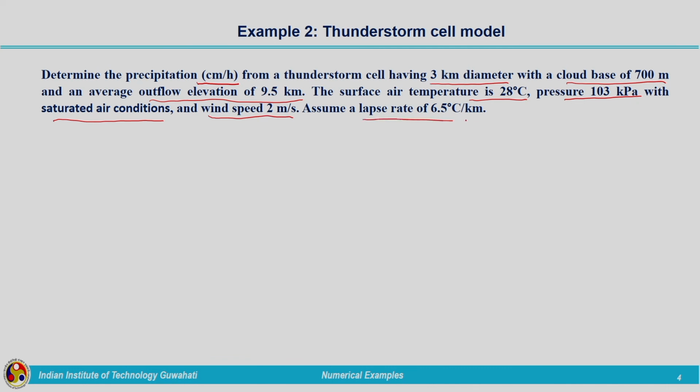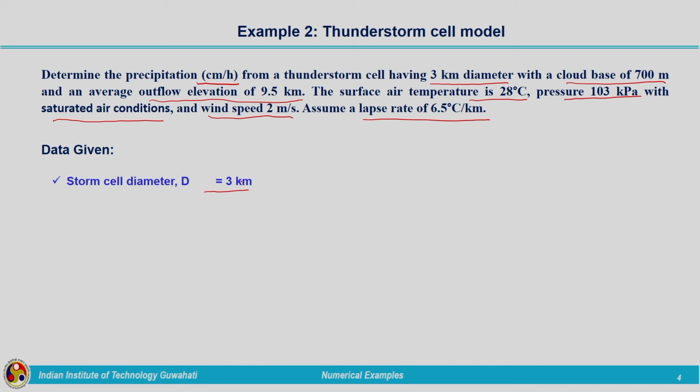Assume a lapse rate of 6.5 degrees Celsius per kilometer. So, let us see the data again, the data which are given to us. Based on that we need to calculate the intensity of precipitation. The given data are: storm cell diameter of 3 kilometers.